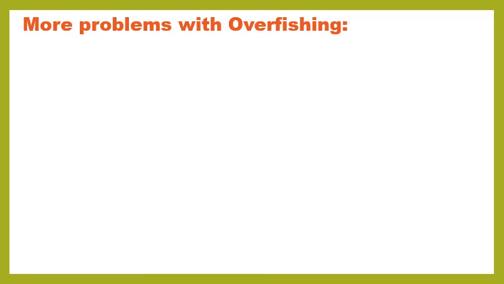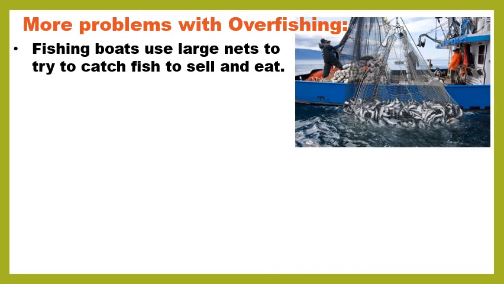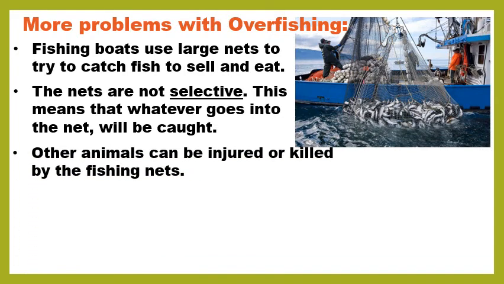So there are more problems with overfishing besides just decreasing the population of one type of fish. Fishing boats use large nets to try to catch fish to sell and eat. So here's an example of one of those big nets, and it looks like maybe they're trying to catch cod, which is a really popular white fish. Now, these nets that they're using to catch just one type of fish like cod, the nets are not selective. This means that whatever goes into the net will be caught, even if it's not the fish they're trying to catch. So other animals can be injured or killed by the fishing nets.